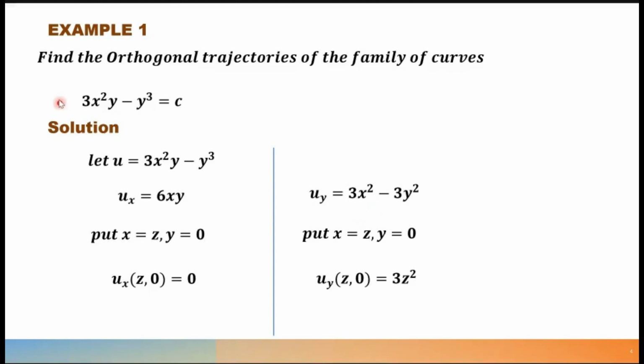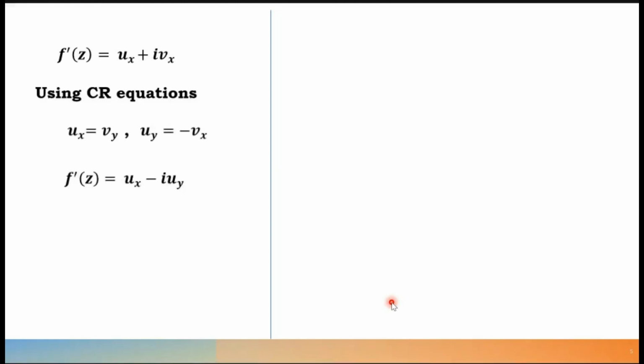Let v be the real part. Let u be equal to the left hand side of the curve. Then calculating ux, putting x is equal to z, y equal to 0. Then calculating uy, putting x is equal to z and y equal to 0. f dash of z is ux plus i vx. Since vx is not known, we are using CR equations and replacing vx by minus uy. So we will get f dash of z is ux minus i into uy.